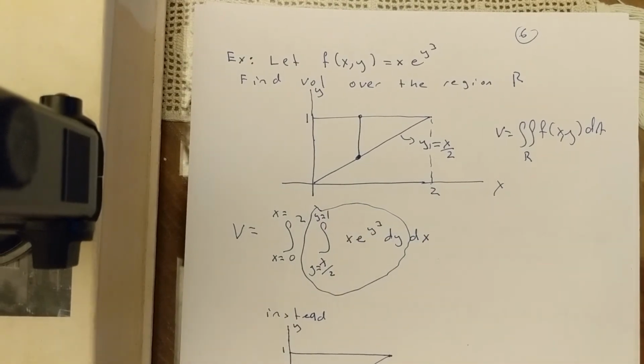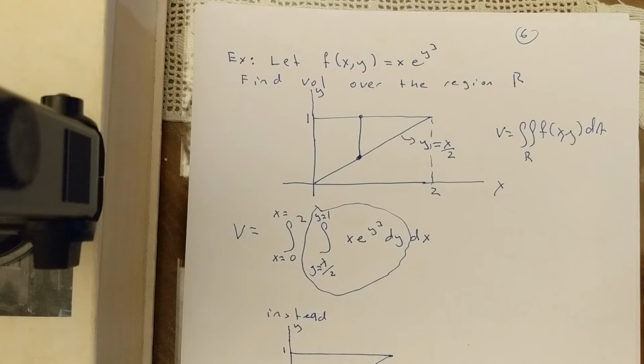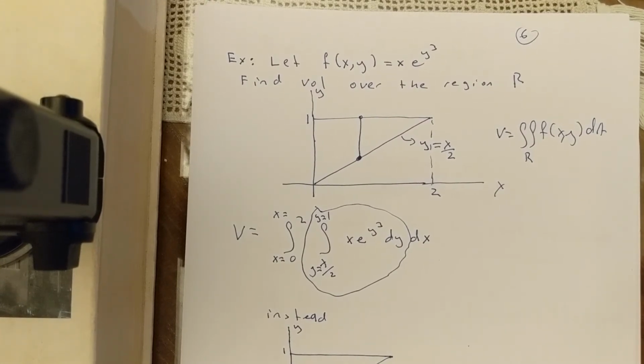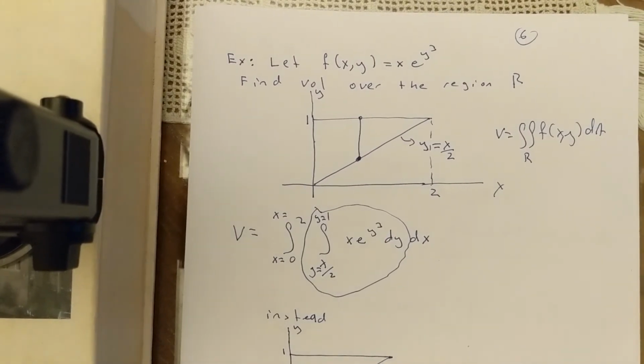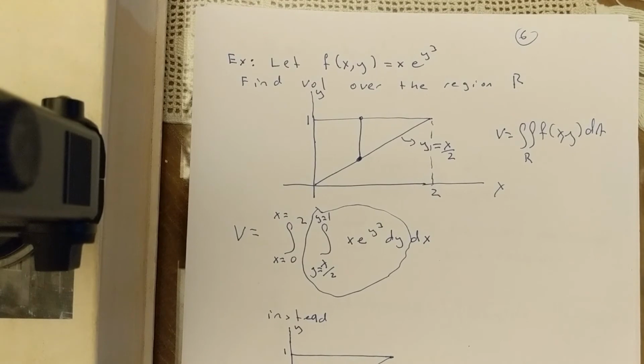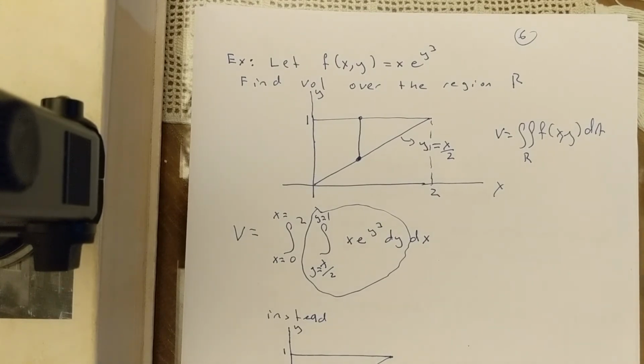Now remember, x is a constant. We're only interested in stuff that has y in it, e to the y cubed. Do you want to integrate e to the y cubed? I don't think so. It's hard, right? So we don't want to integrate e to the y cubed. I'm here thinking, oh, this is a really tough integral. How do you integrate e to the y cubed?